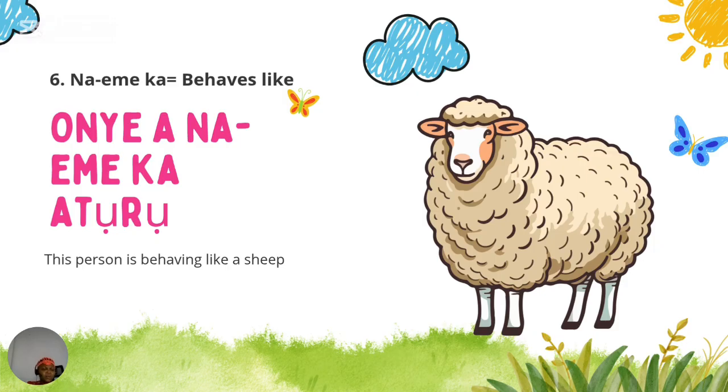Sometimes it's used in a derogatory manner to say that this person does not take initiative, right? This person always waits to be told what to do and is not very good at initiating or using their own wisdom. So it's not something that we say to people, but we're using it as an example in this scenario. Onye a na-eme ka atụrụ. This person is behaving like a sheep.